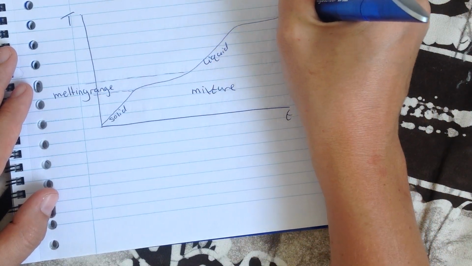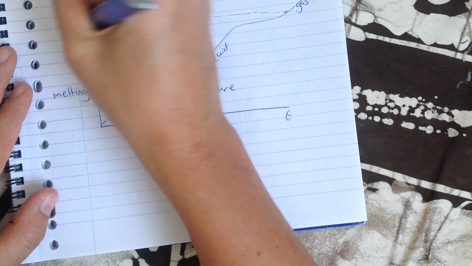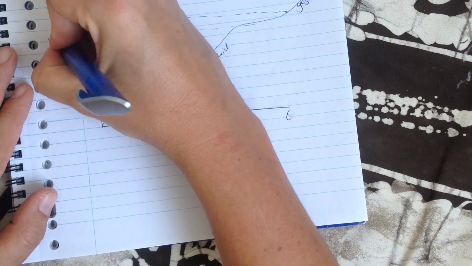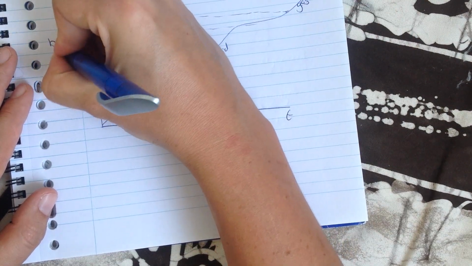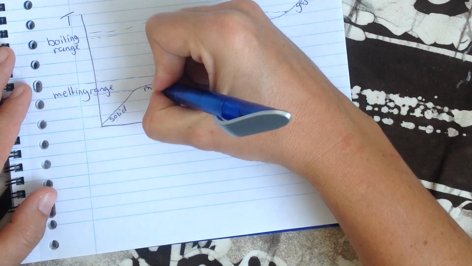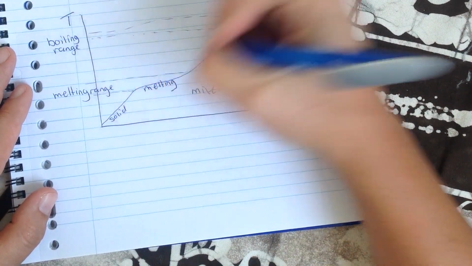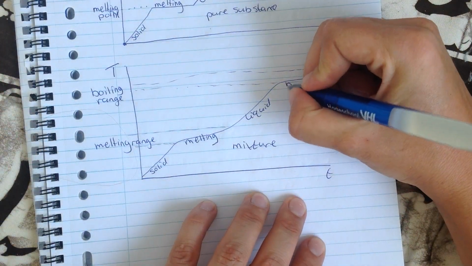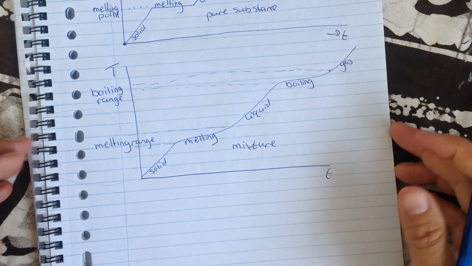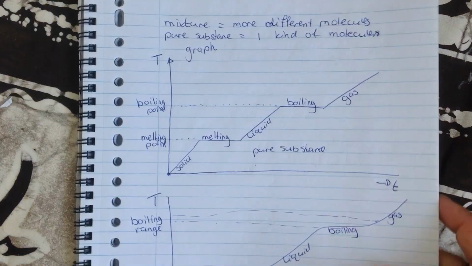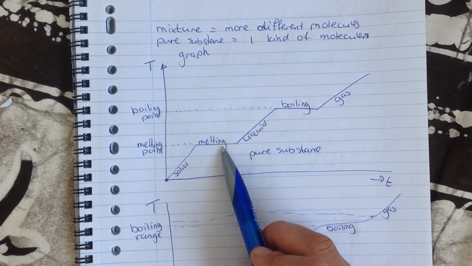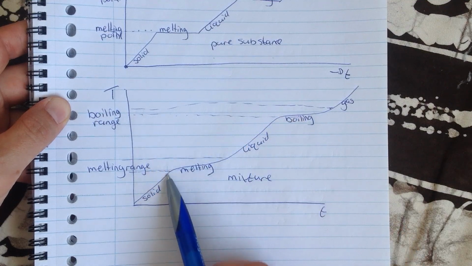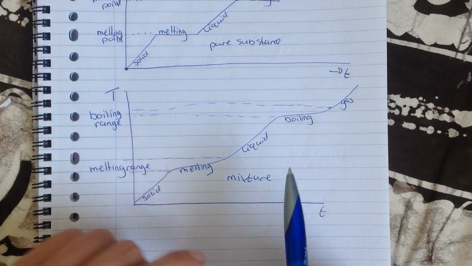There's also a, sorry, it's a bit wobbly, boiling range. So this is melting. Can you still see it? Almost. Like this. Okay, and this is boiling. So you can see that there's a difference between a pure substance, which has a boiling point and a melting point, and a mixture which has a boiling range and a melting range. So you can see the difference pretty clearly.